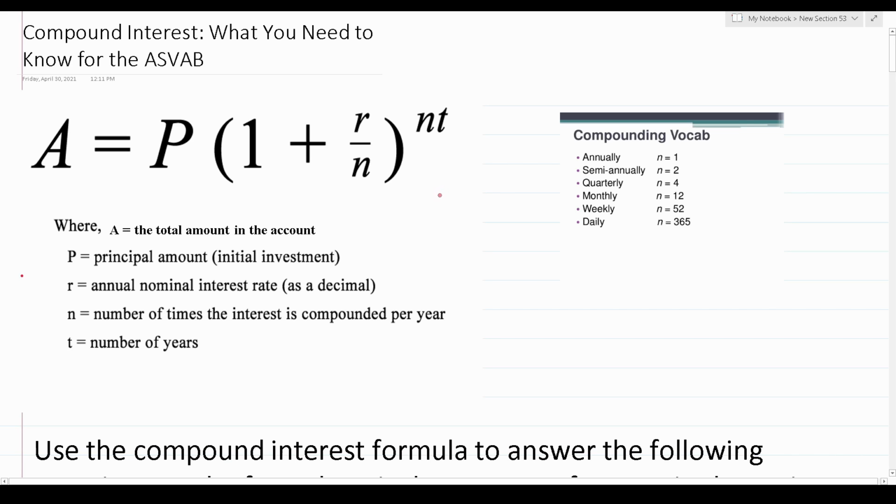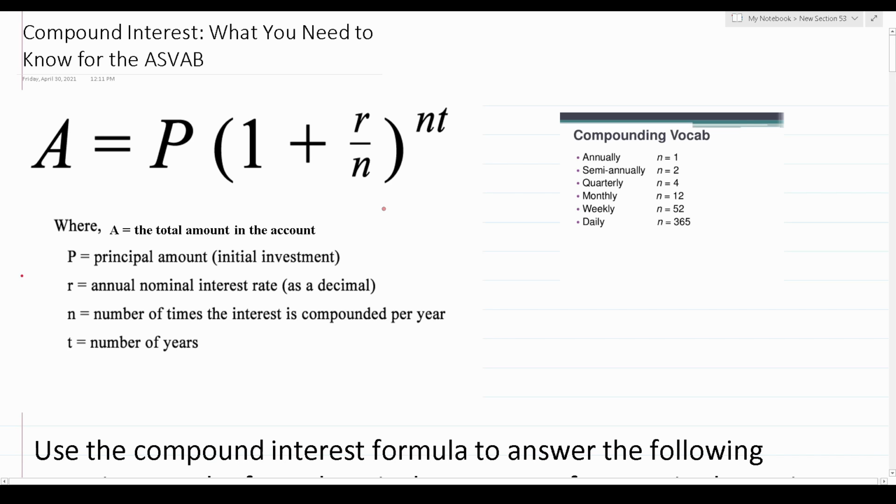In today's video, I'm going to be discussing everything you need to know about compound interest to be successful on the Armed Services Vocational Aptitude Battery, that is the ASVAB. First, let me stress this, since I know most of you are probably looking at this formula here. In my experience, you do not have to memorize this formula.